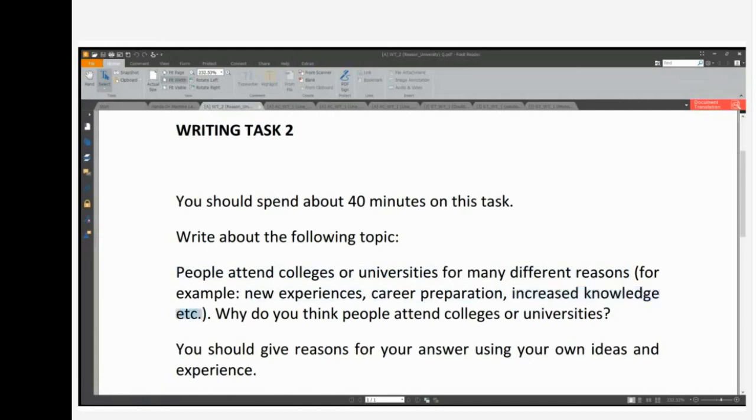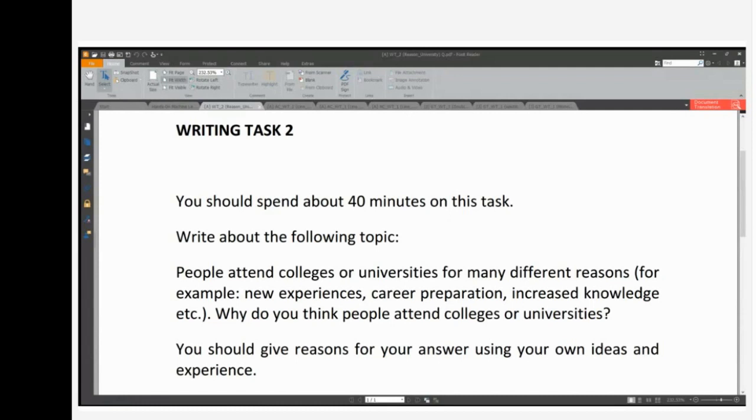Now this is the question that you have to answer here. You should give reasons for your answer using your own ideas and experience. So you can't just say why you're thinking like that, but also you have to give your explanation to those reasons here. This is a very straightforward type of writing task too. You don't have to choose any side. You don't have to pick any agree or disagree, or give your opinion on one side. Rather, it is just to show the reasons.